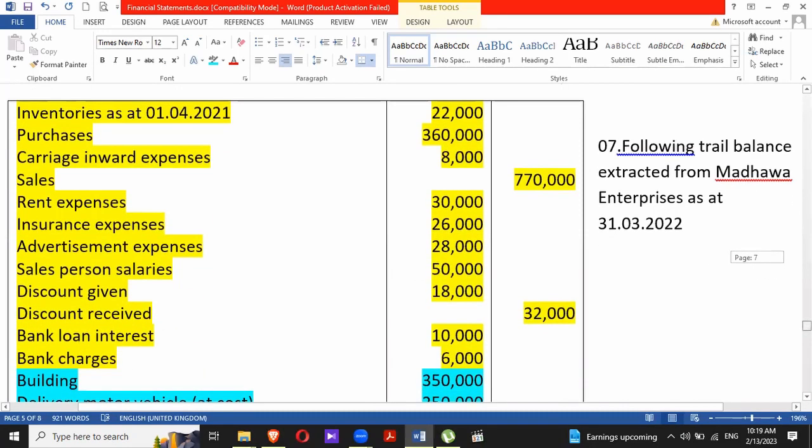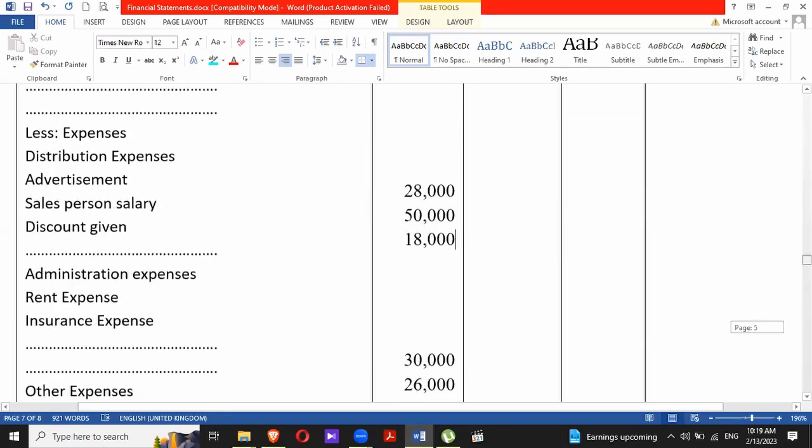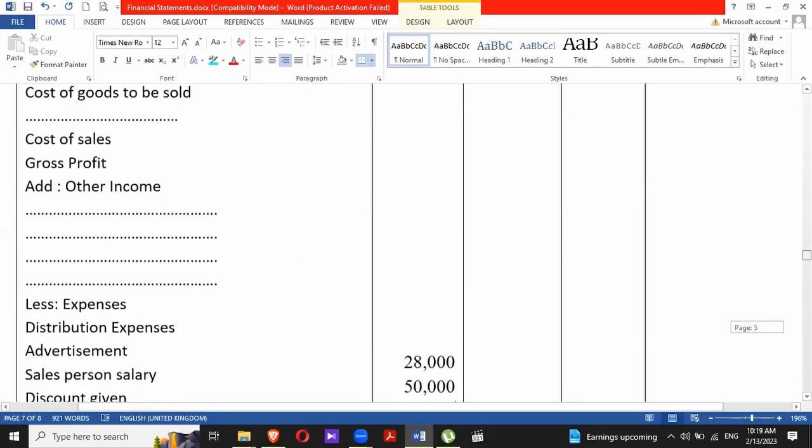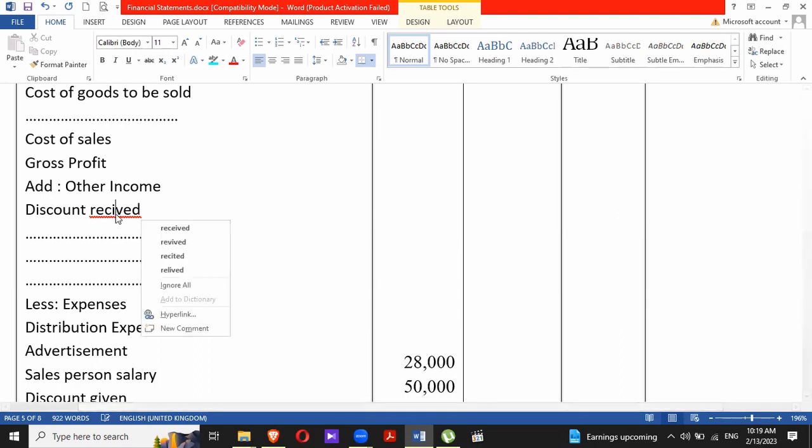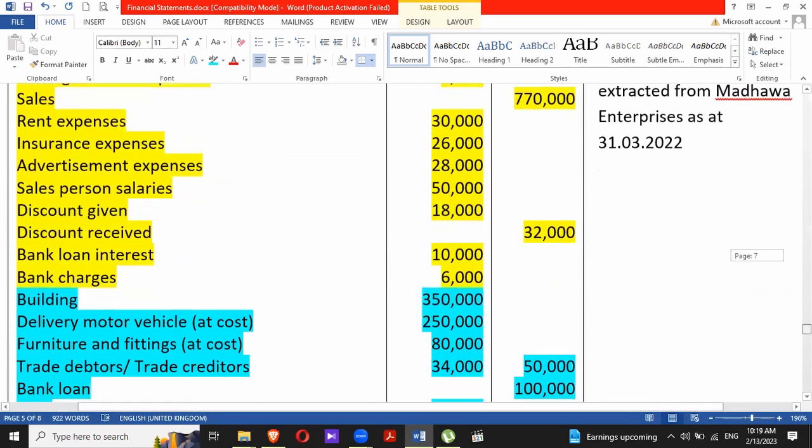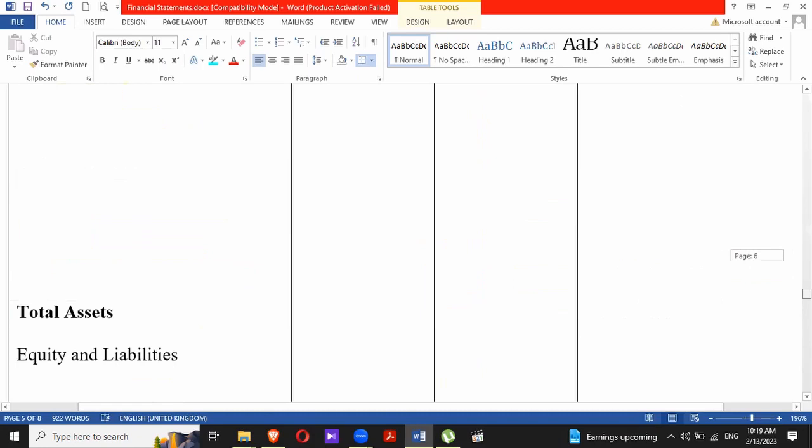That also I think is an expense. No, it's an income. Discount received 32,000. Discount received is other income. It comes under other income. Right? Under other income, after gross profit, we kept 4 lines here. So under that you can mention discount received. Discount received 32,000.